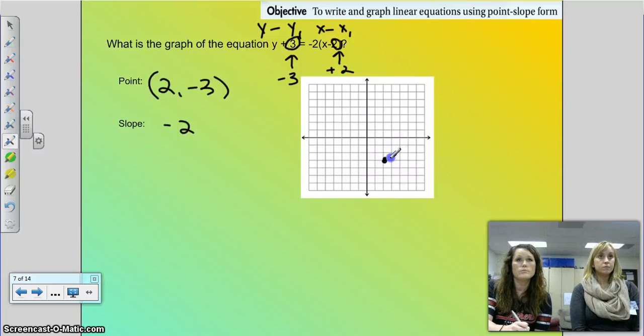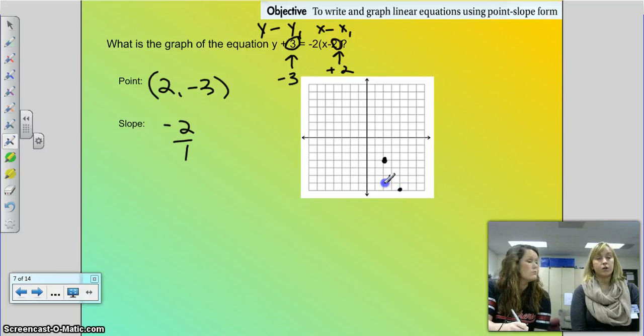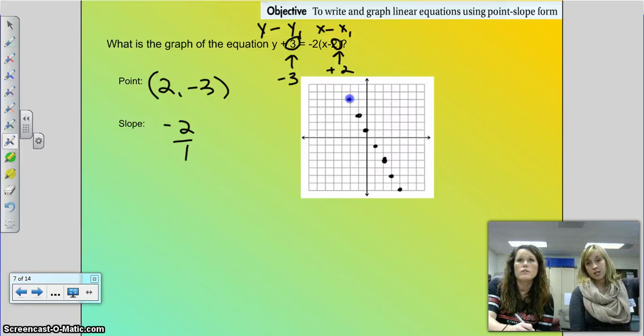So how do I go? Well, it's always rise over run. It's a negative, so you would rise down. So down 2 and over 1. Run 1. And here, reverse. You keep doing it. Flip it and reverse it. Keep going. Guys, you fill up the whole graph. Dot, dot, dot, dot, dot, all the way. Then grab your straight edge.